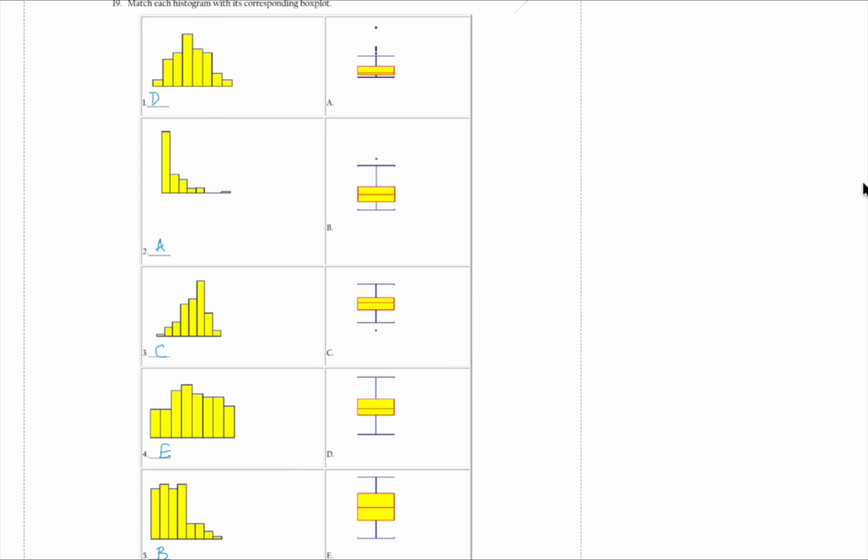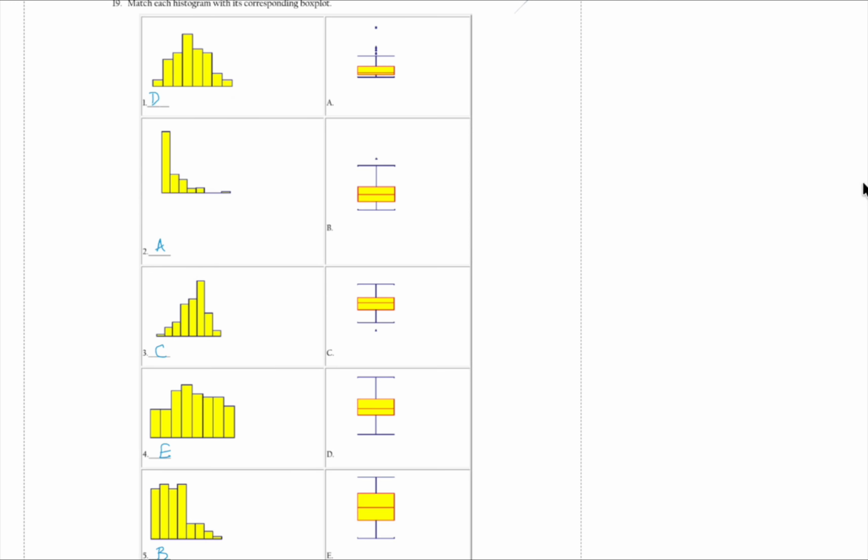So let's take a look at the first one, which is match each histogram with its corresponding box plot. And the strategy that I always use is the same. First, identify the shape of the histogram. Second, look for skew. And the third one is check for outliers. Then I match those features to the box plot.